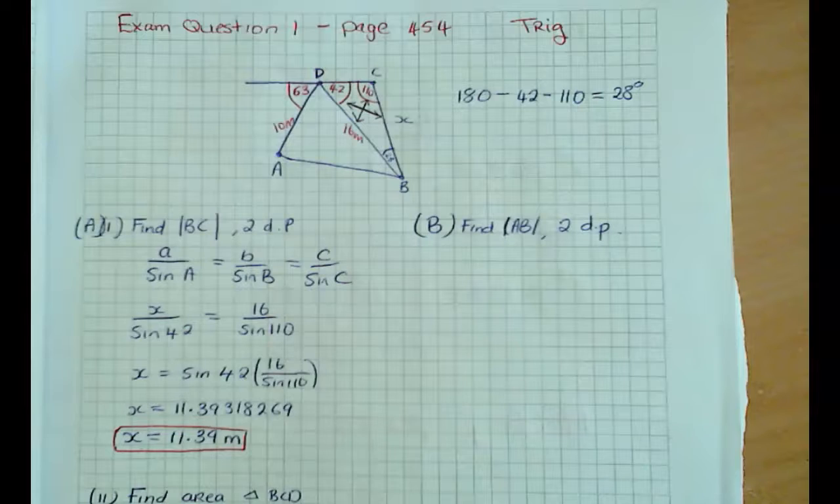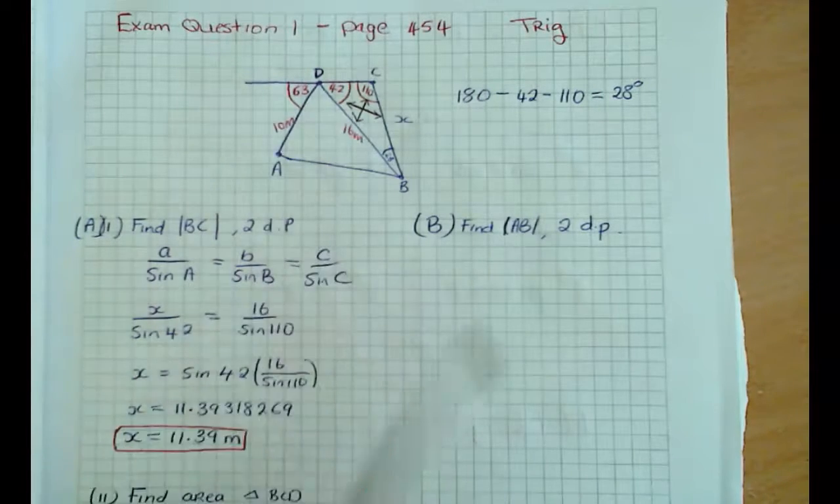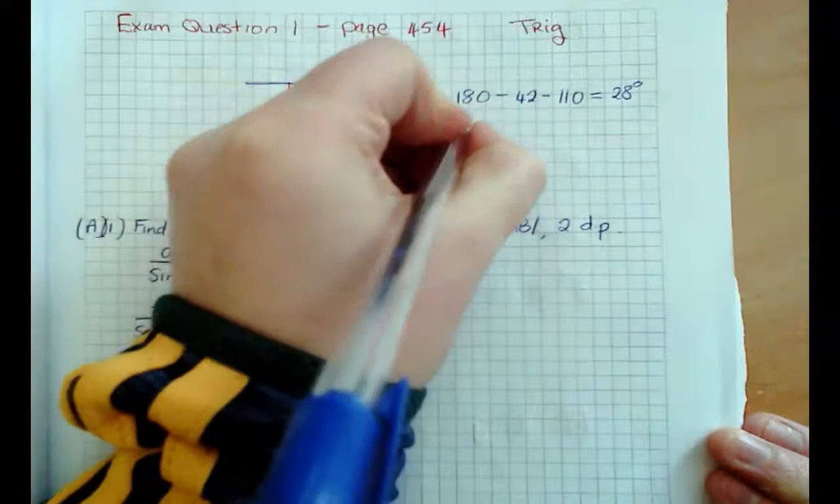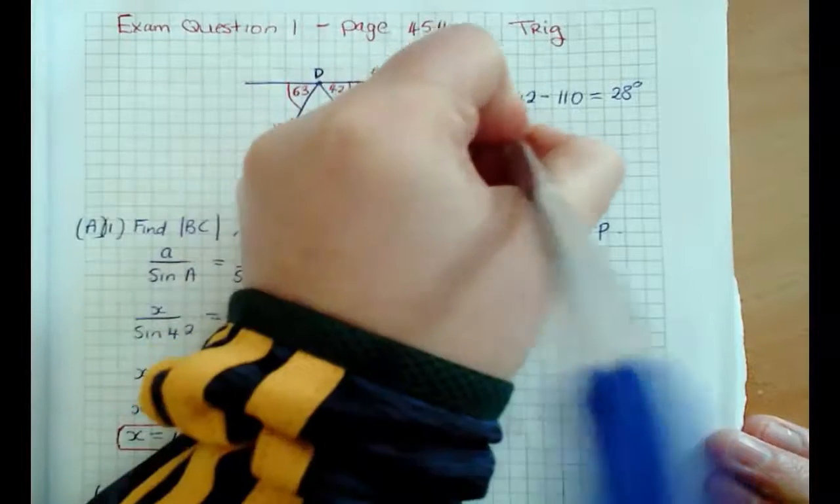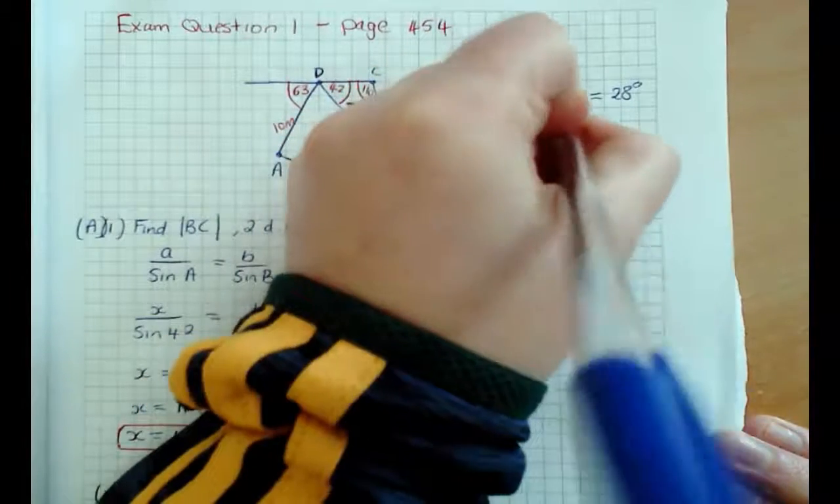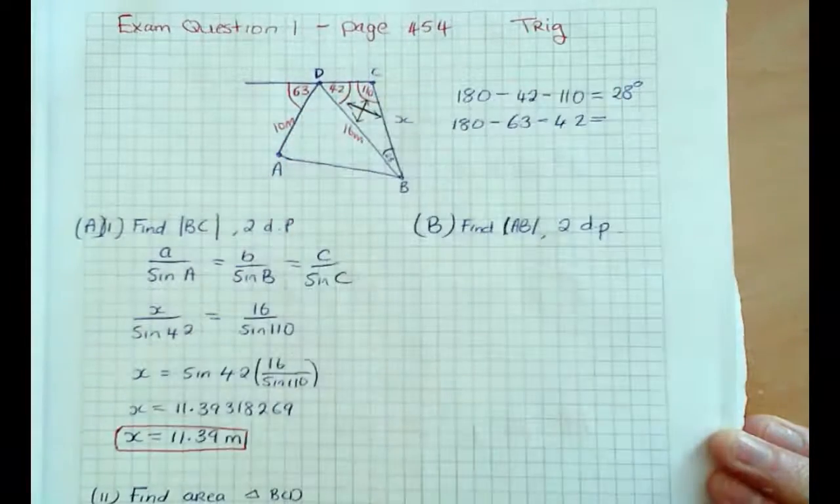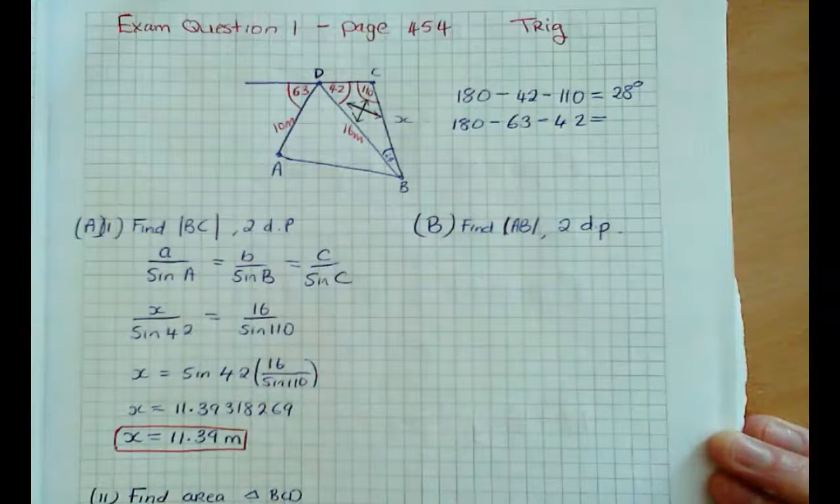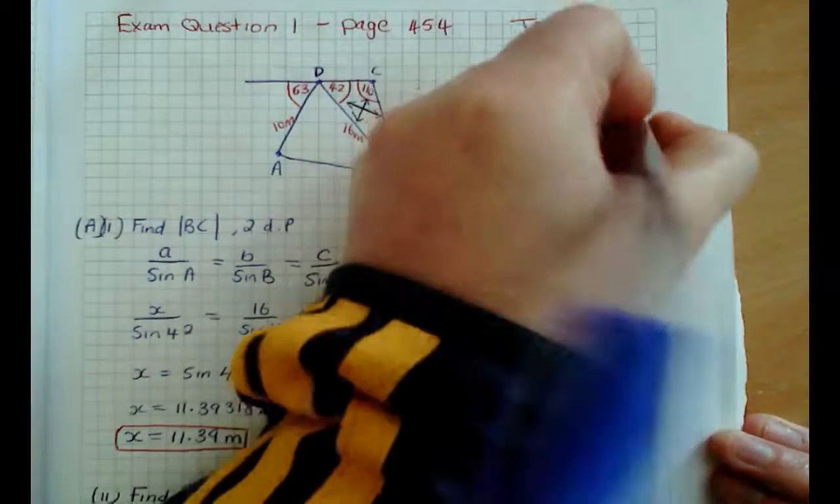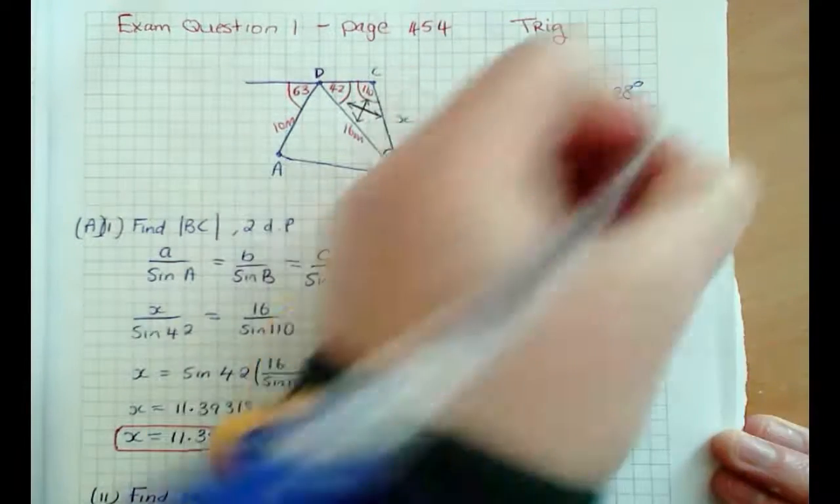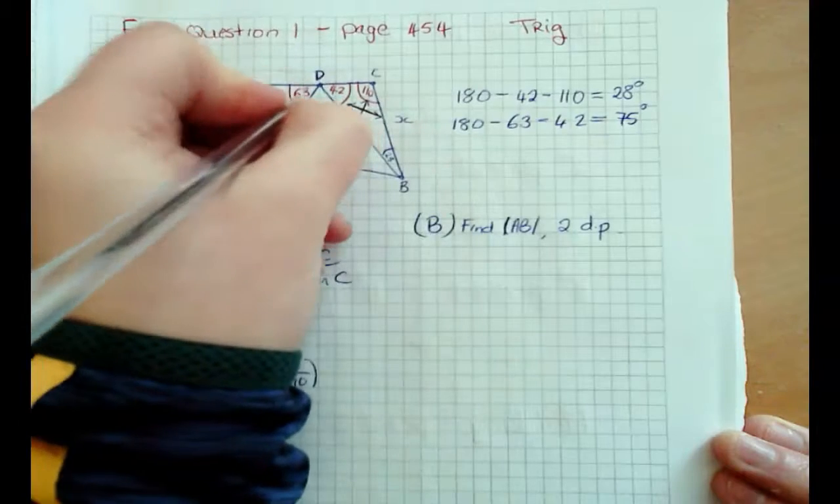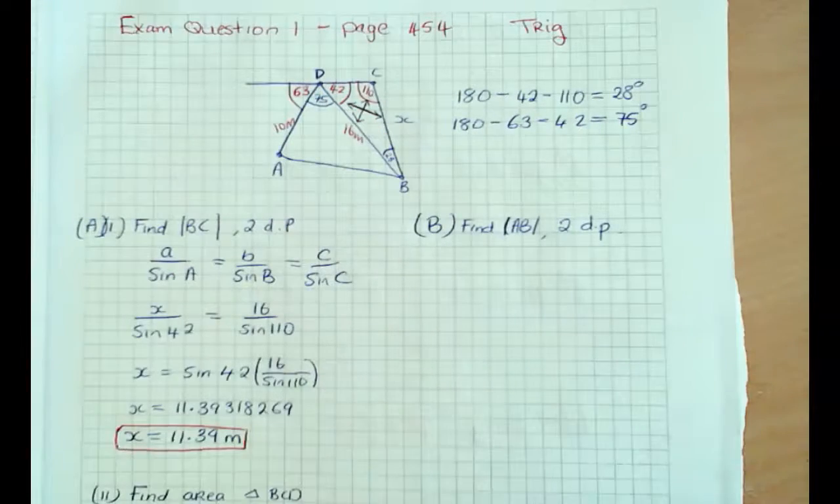So we know in a straight line there is 180 degrees. So we're given 63, take away our 42 equals, I'm going to stick that into the calculator, we're getting 75 degrees. So this angle here is 75.